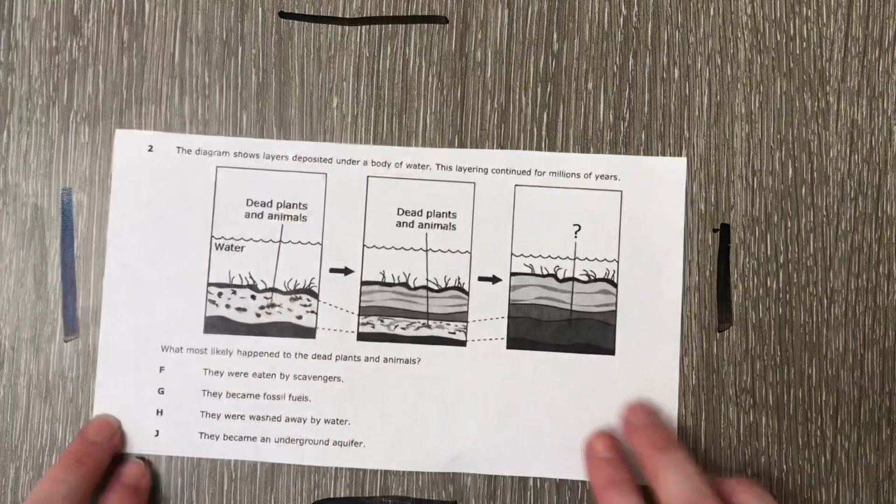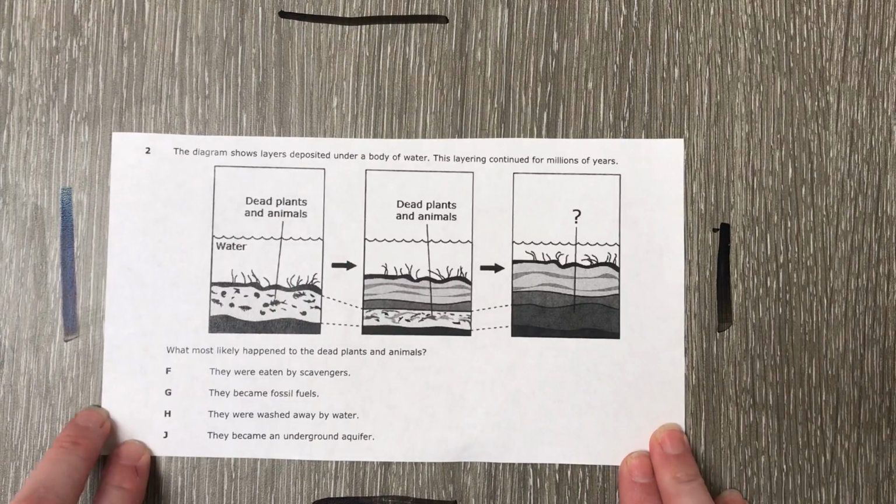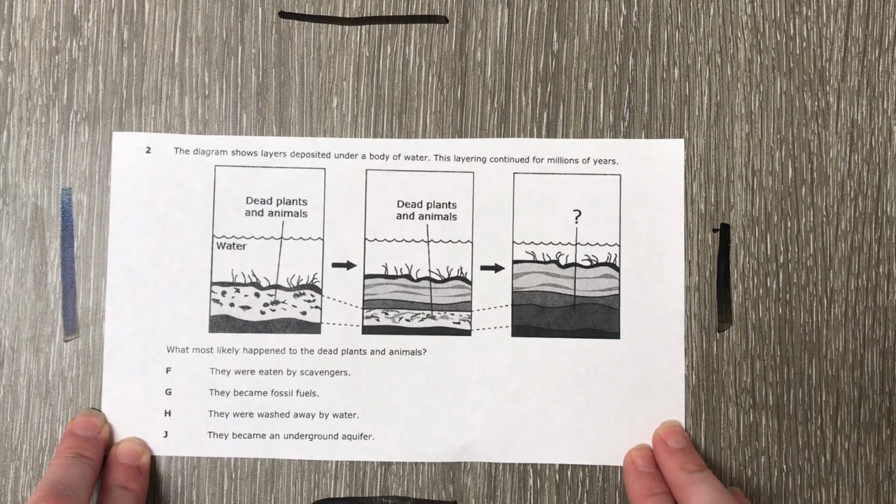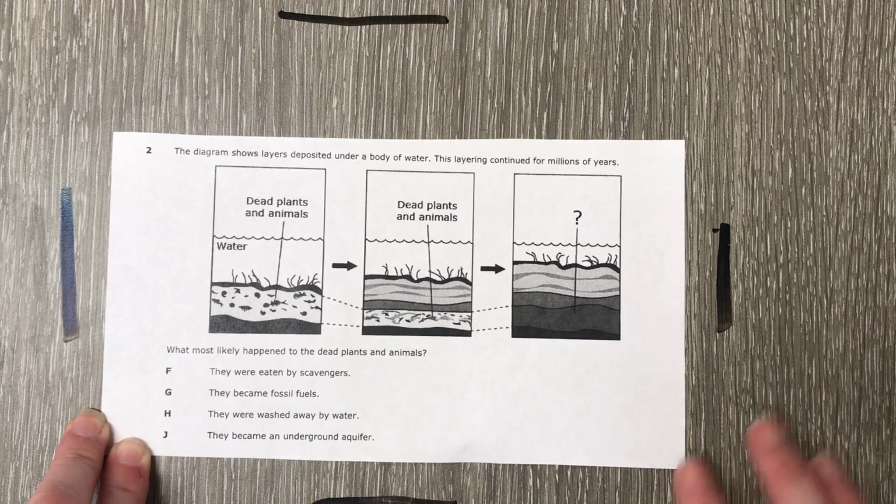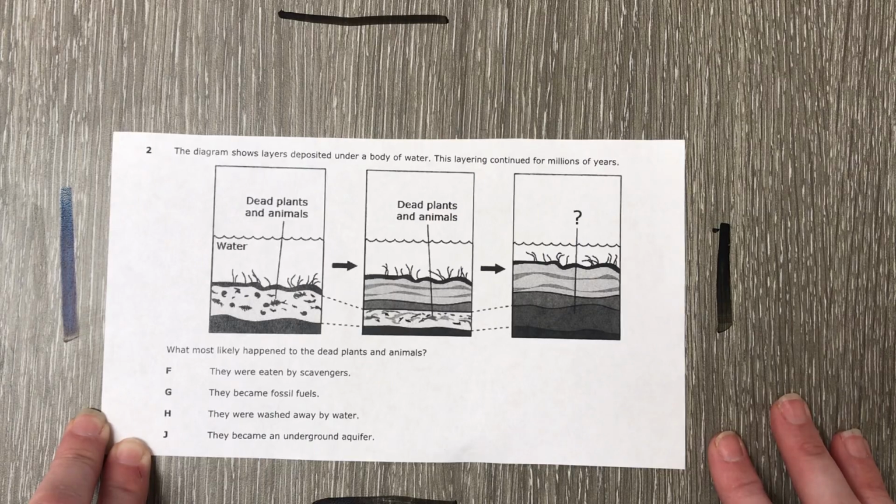Number 2. The diagram shows layers deposited under a body of water. This layering continued for millions of years. Dead plants and animals, water, dead plants and animals. What most likely happened to the dead plants and animals?